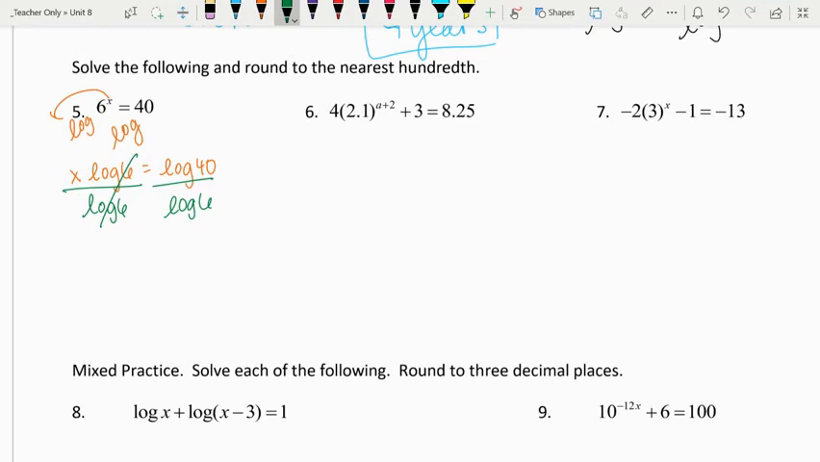So if you type it in your calculator, log 40 divided by log of 6, you get x to be 2.0588.